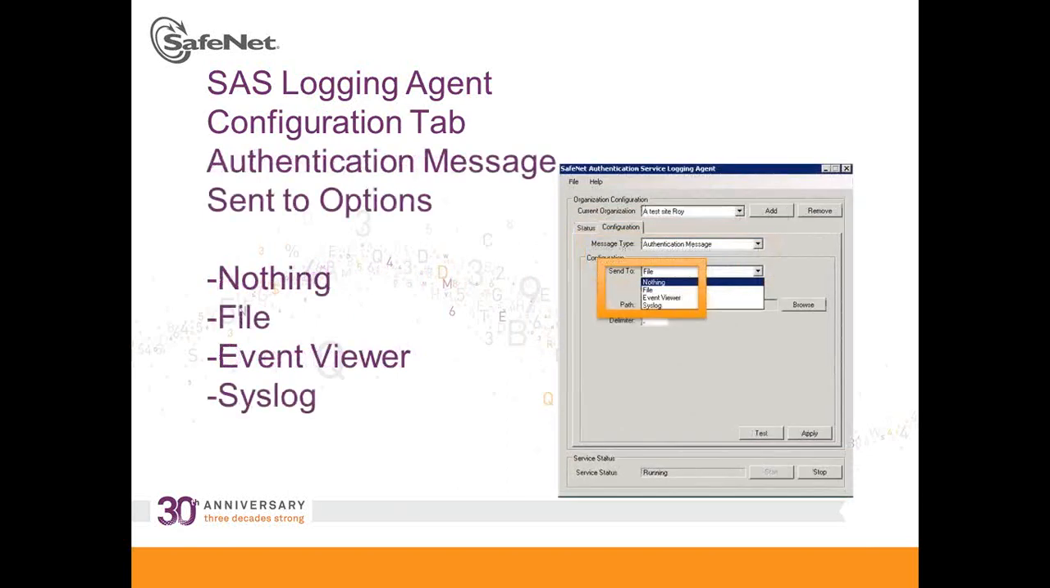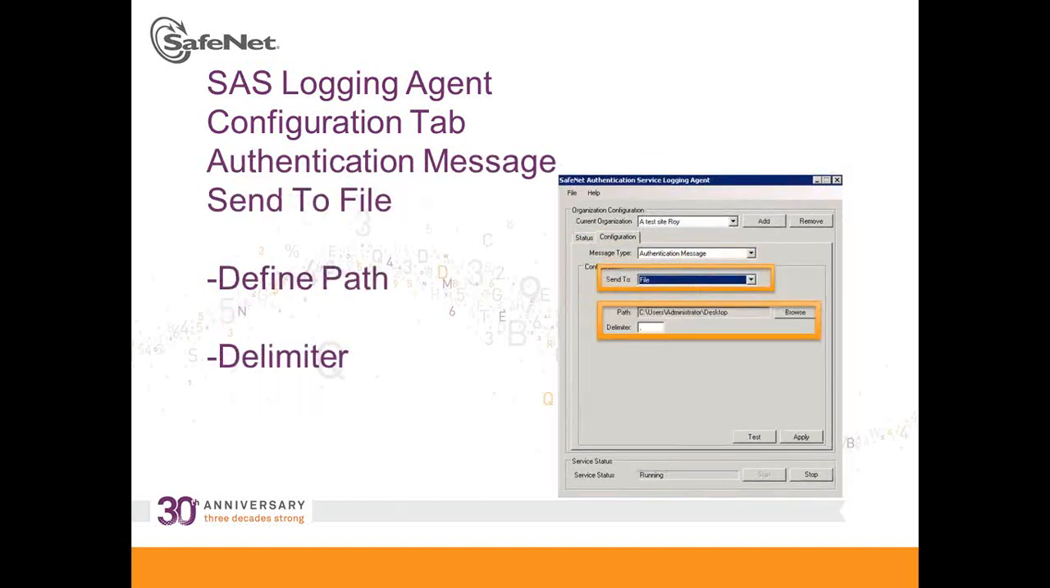Now when we take a look at the authentication message, we have the options of sending nothing, sending it to a file, sending it to an event viewer, or sending it to a syslog server. When we send it to a file, we have the ability to define the path, and we have the ability to define a delimiter.